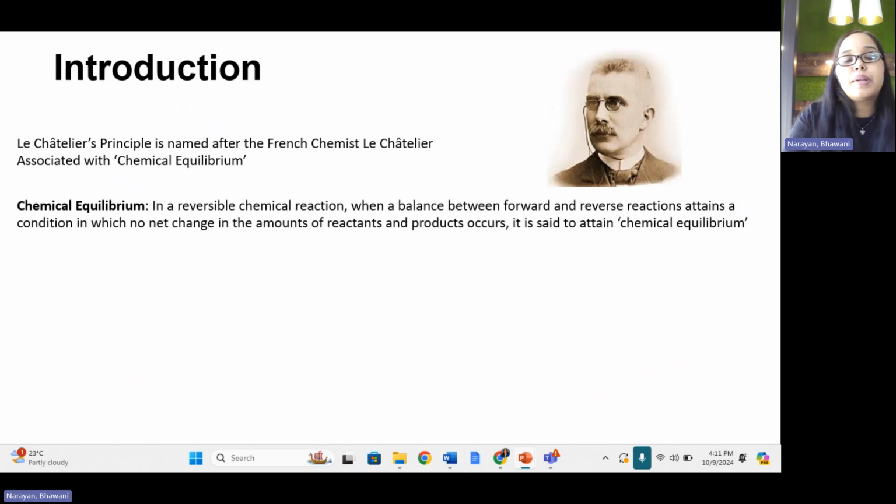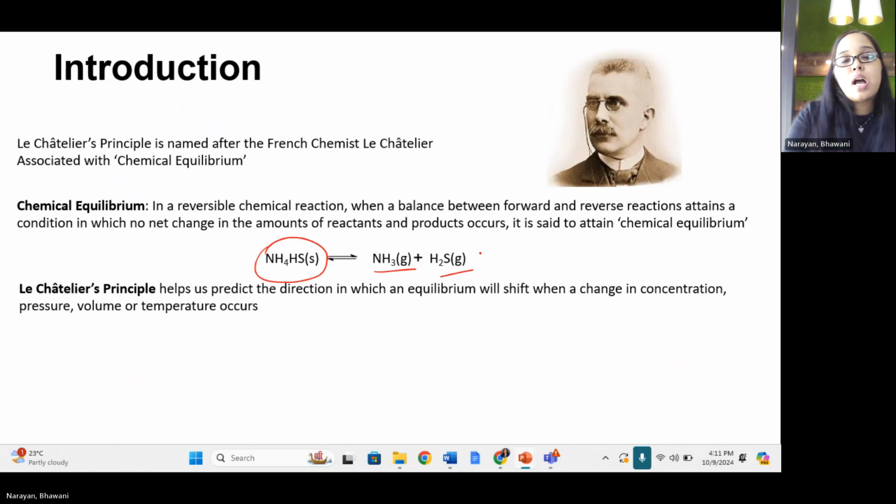And chemical equilibrium, as you know, is when in a reversible chemical reaction, a balance between forward and reverse reactions attains a condition where no net change in the amounts of reactants and products occurs, then we say that the reaction has attained a chemical equilibrium. For example, you've seen many reactions in our previous classes. This is an example in which the reaction has attained chemical equilibrium. What does Le Chatelier's principle do? It would help us predict the direction in which an equilibrium is going to shift when you change the concentration, pressure, volume, or temperature.